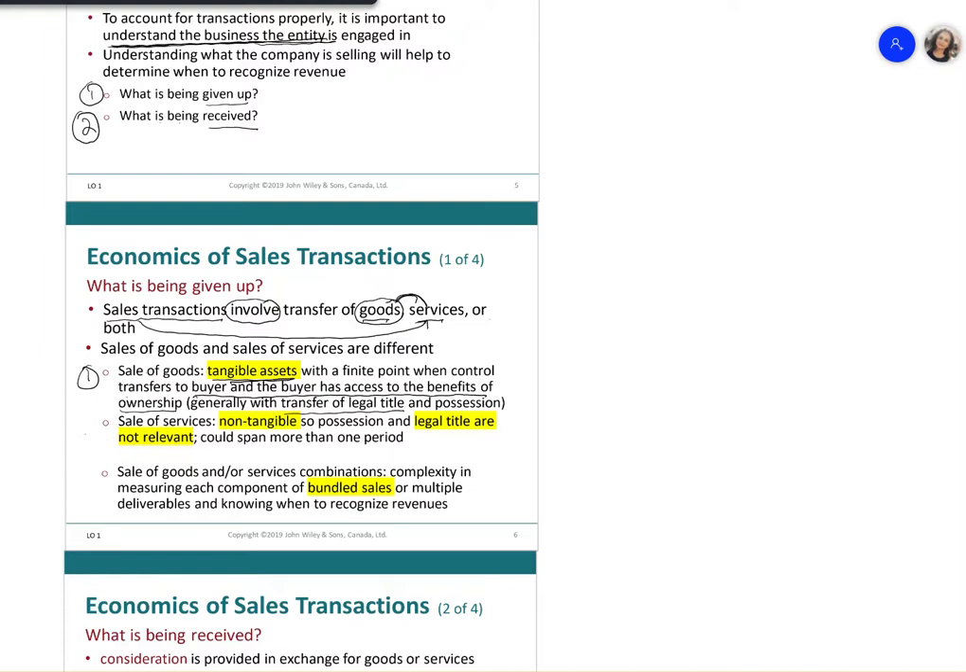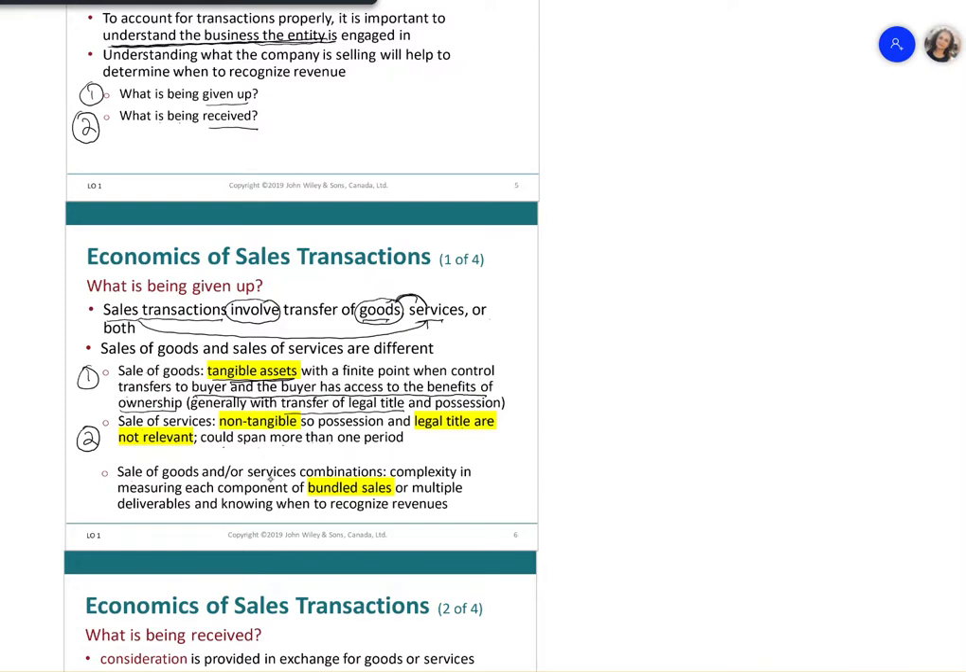The second type of sale is a sale of a service. When you're providing a service, when do you recognize the revenue? Of course, a service is non-tangible, so possession and legal title are not relevant. At this point, legal title is not relevant, but the service could span more than 1 year. You could provide them a service within 1 year, or you could provide a service longer than 1 year.